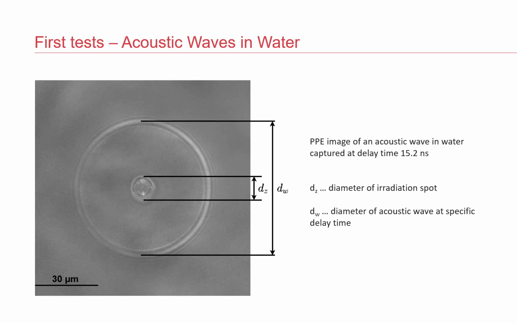Now let me show you some of our results in water. We used water as a sample because of its well-known properties, and as mentioned before, it is a step towards soft tissue. The image you see on the left side was taken at a delay time of 15 nanoseconds. There, the wavefront is well visible and may be great to measure.